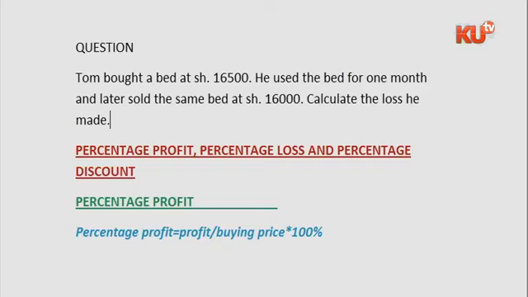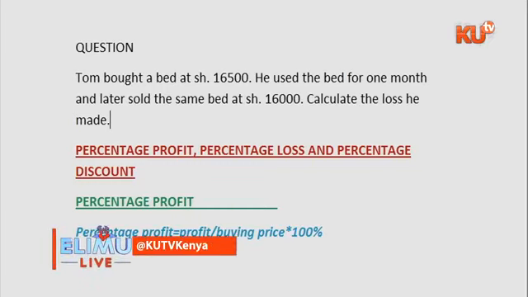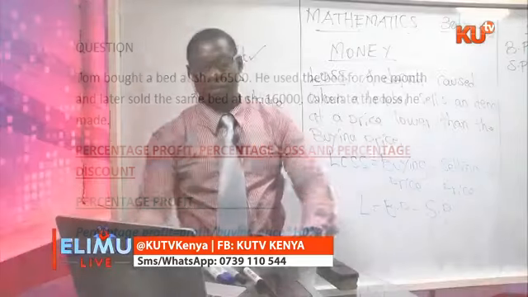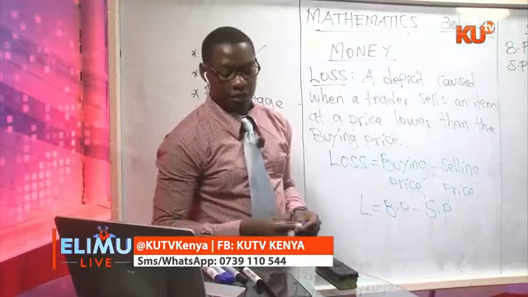Tom bought a bed at 16,500 shillings. He used the bed for 1 month and later sold the same bed at 16,000 shillings. Calculate the loss he made. Tom bought a bed at 16,500 shillings and later sold the bed after using it for 1 month at 16,000 shillings. Calculate the loss he made.